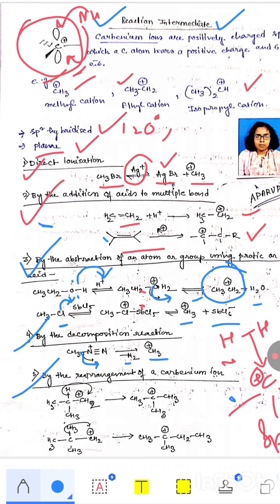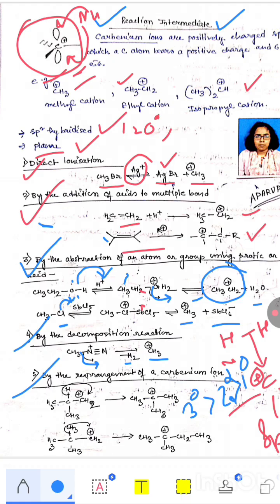So the driving force of rearrangement is to attain the stablest carbocation intermediate. Always remember the stability: 3 degree is more stable than 2 degree, and 2 degree is more stable than 1 degree. So when a 1 degree carbocation is there, if there is enough time, it always tries to convert itself into a 2 degree or 3 degree carbocation, because 1 degree is less stable.